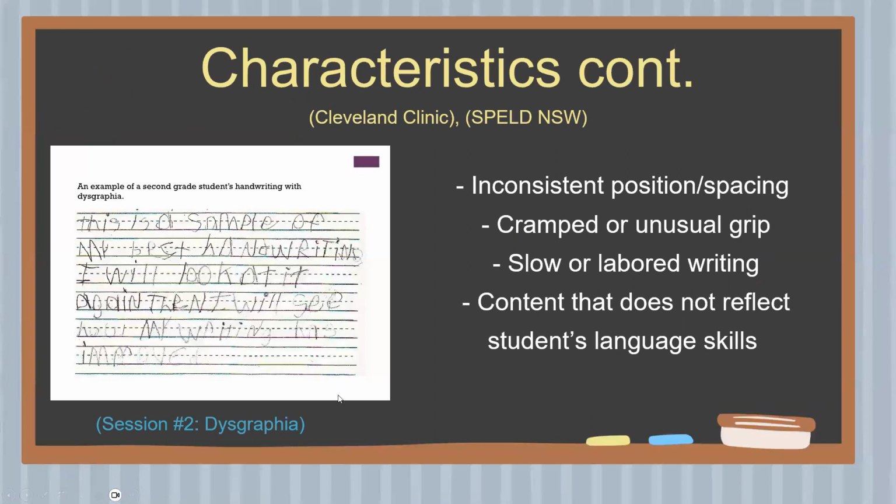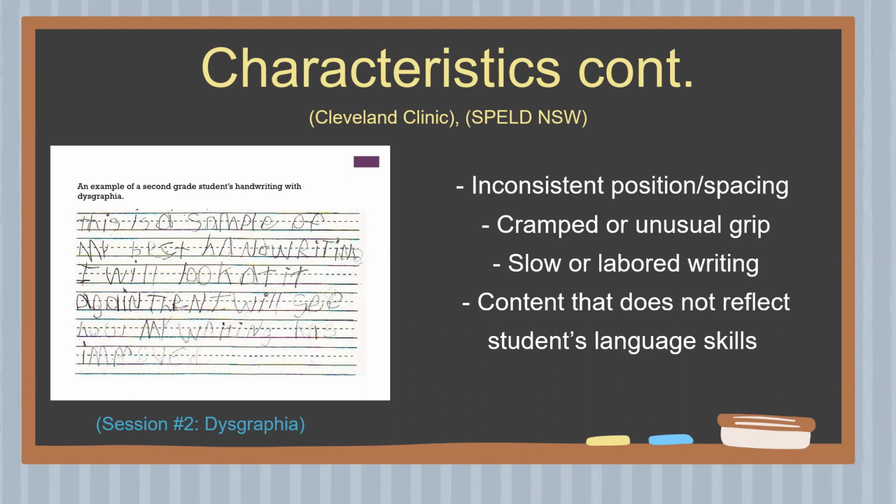Some more characteristics of dysgraphia, like I was just talking about, are inconsistent position and spacing on the page in relation to the margins, but also in respect to the lines on the page. Another characteristic of dysgraphia is the student or person having a cramped or unusual grip on their writing utensil, often to look awkward or even painful. Slow or labored writing is another characteristic of dysgraphia. It takes a student or a person with dysgraphia a lot longer to write a writing sample than a person that does not have dysgraphia.